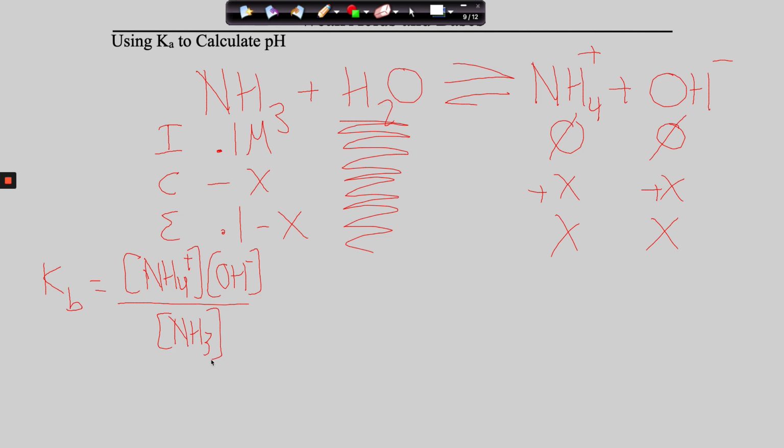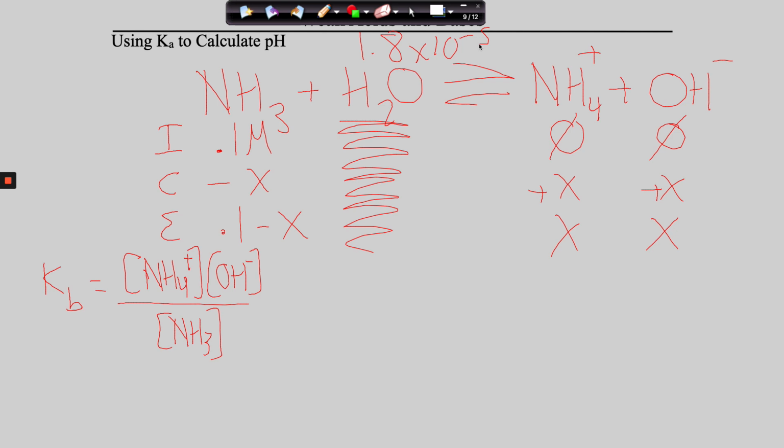Then you would need the Kb for this. Strangely, I think it's also 1.8 times 10 to the negative 5th. Is that right? I think that's true. Hold on a second. Let me look it up really quickly. Ka, Kb, NH3. Oh my gosh, it is. The Kb for this is the same as the Ka for vinegar.